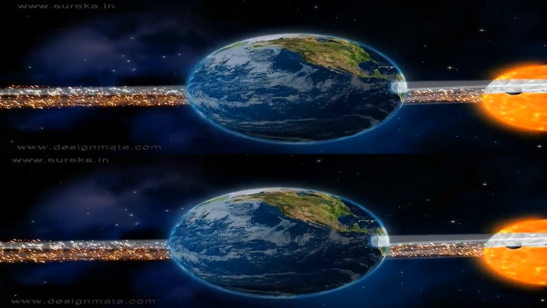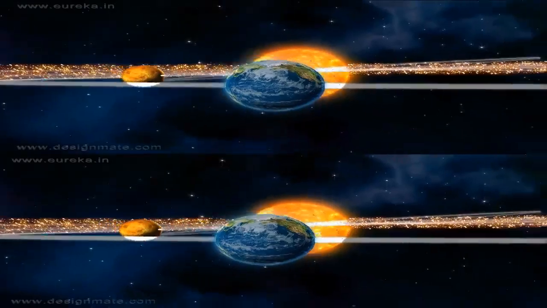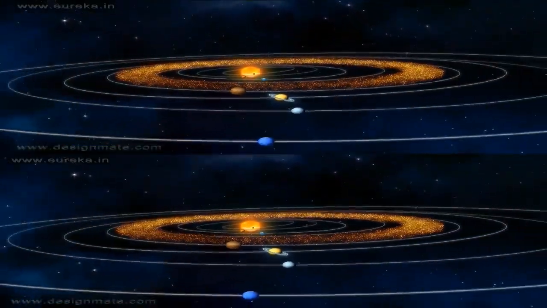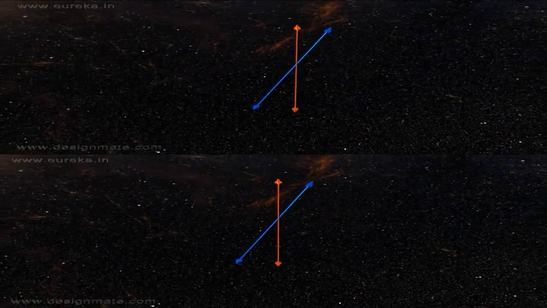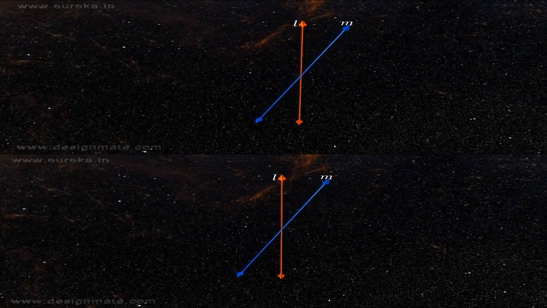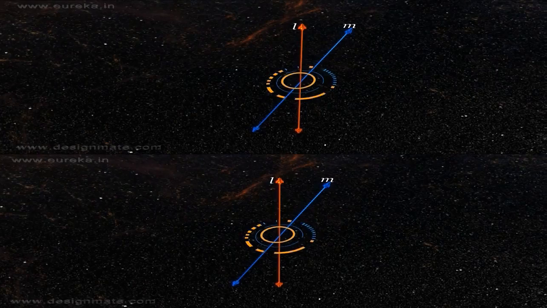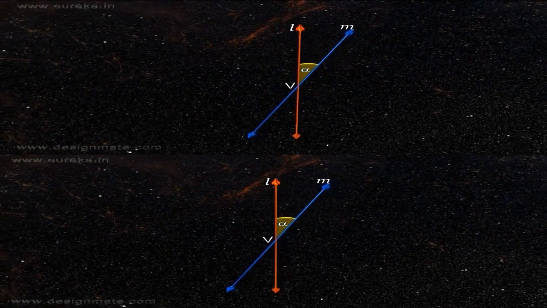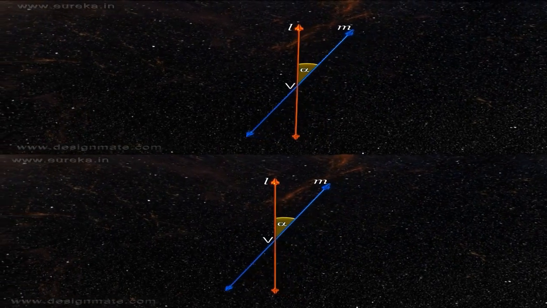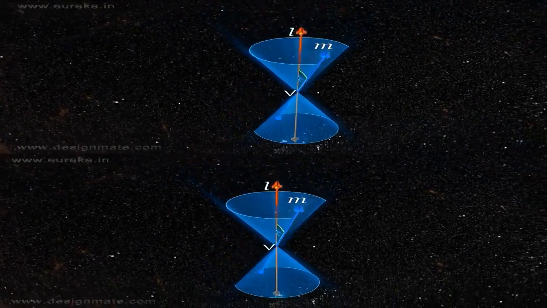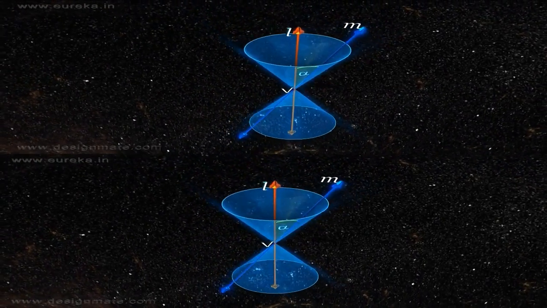We know that the planets revolve around the Sun in stretched circular paths. To understand the formation of such curves, let us proceed with an activity. Let us have two intersecting lines, L and M, with a point of intersection V and the angle between them alpha. Rotate the line M in such a way that the angle alpha remains constant.